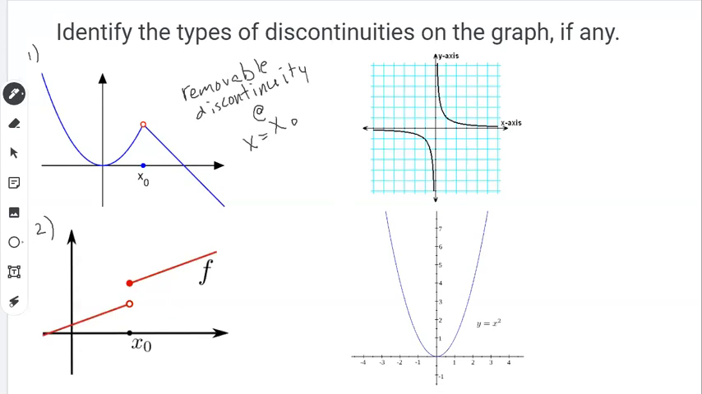Okay, I'm getting some answers. Yep. All of you are right so far. Jump, jump, jump, jump. Good. This is a jump discontinuity. This is a jump discontinuity.